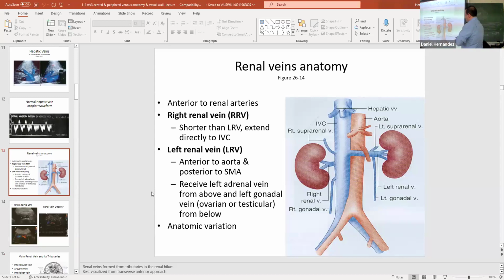There are a couple of anatomic variations that do exist when you're talking about this anatomy. Two of the most common are either a retroaortic left renal vein, meaning that left renal vein runs behind the aorta, or a circumaortic left renal vein, where it actually splits, and instead of one renal vein, one branch goes in front of the aorta and another branch goes behind it.